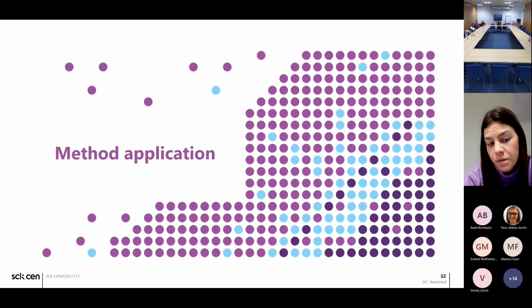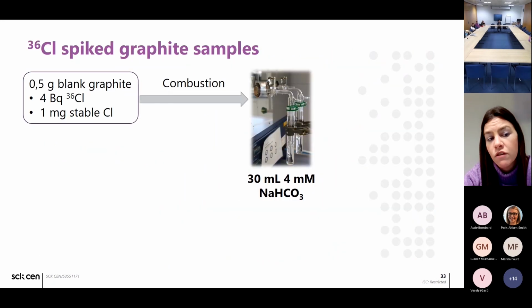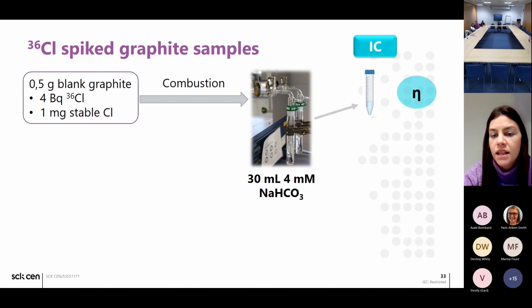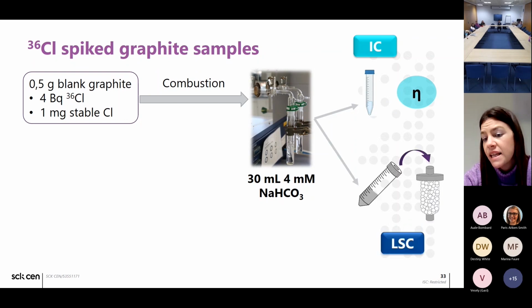So after the optimization of this procedure, we went to apply it, first of all, in spiked graphite samples. So we took 0.5 grams of a blank graphite, we spiked it with chlorine-36 and with 1 milligram of stable chlorine. And after the combustion step, we took the trapping solution, which was 30 milliliters of 4 millimolar sodium hydrogen carbonate containing our chlorine. Then we took a subsample for ion chromatography measurements in order to quantify the chemical recovery. And then the rest of the sample was loaded into a PR resin for scintillation counting measurements.